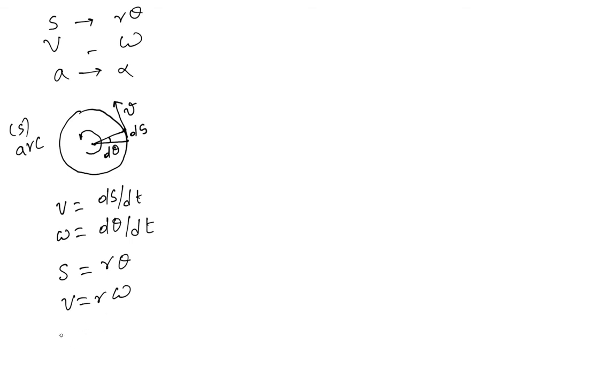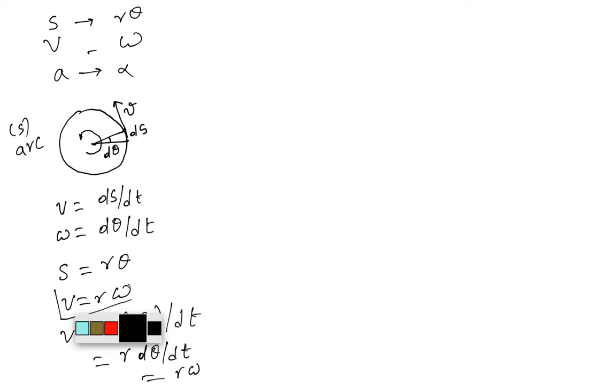If it's not clear, I can just rewrite ds as r d theta divided by dt, and if r is constant, you can take it out, and this becomes d theta over dt, which is nothing but r omega. Similarly, we can also relate acceleration, which will actually give the same result.